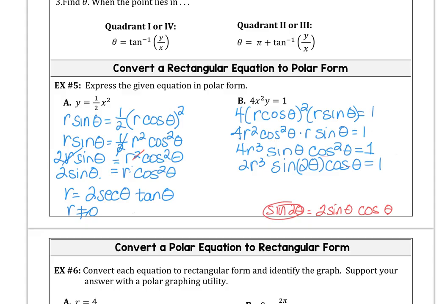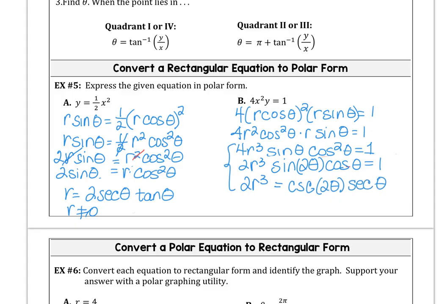And then I got one more thing I think we could do. If we divided by sine and cosine, we could also rewrite that to be 2r cubed is 1 over sine 2 theta, that's cosecant 2 theta, and 1 divided by cosine, that's secant theta. All different ways we could represent that. That one is a little tricky.